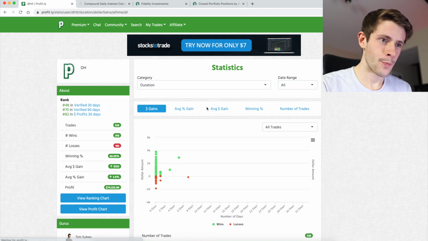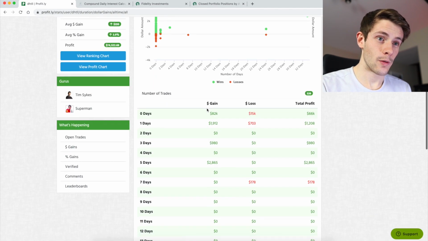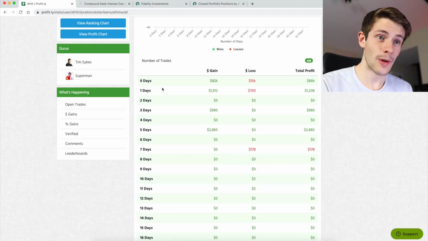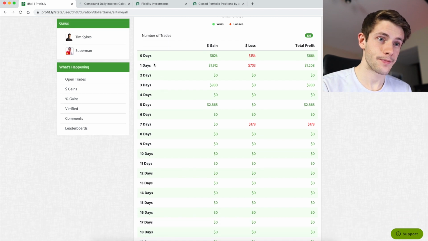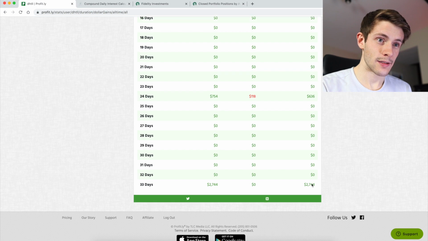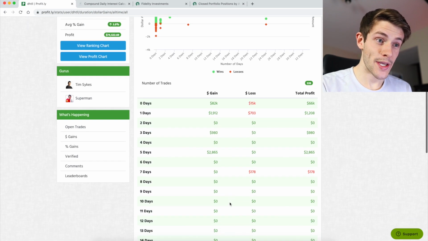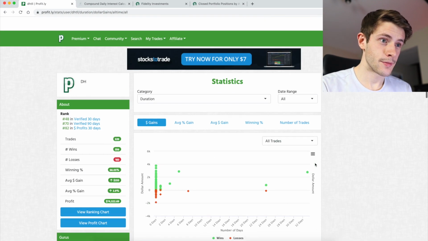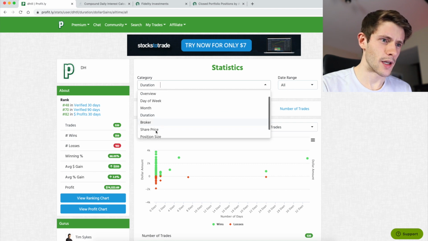Duration? Duration of trades, that's pretty cool. Again, you can see most of my profit comes from these very short trades. Longest trade is 33 days. I guess I shouldn't take those weak trades. I've only lost on those. It's just cool to see. Go analyze yourself, you know?